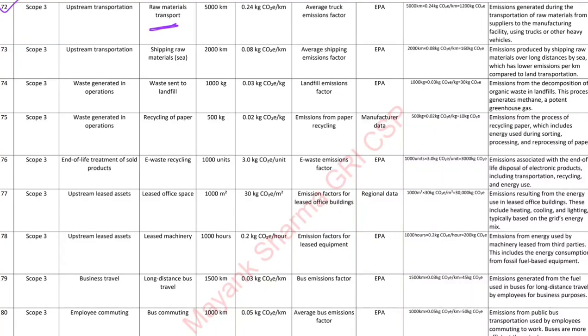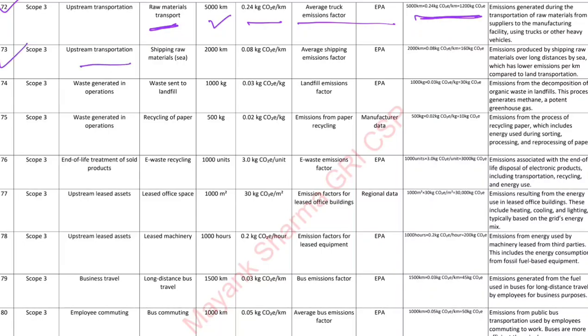where emission generated during the transportation of raw material from suppliers to the manufacturing facility where we are using the trucks and other heavy vehicles. So we take example of reference emission factor from EPA, and this is the travel distance, then emission factor, multiply them together and you will get the answer.